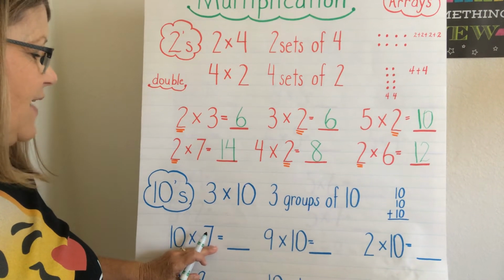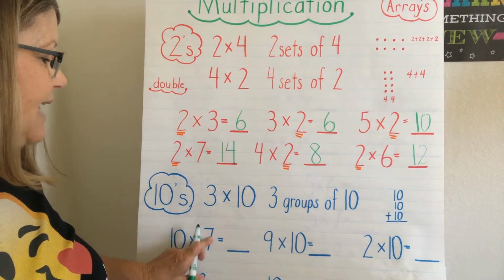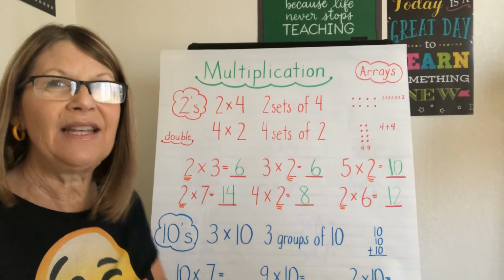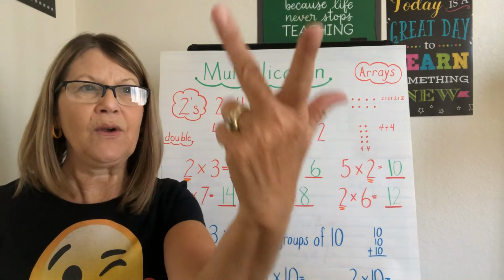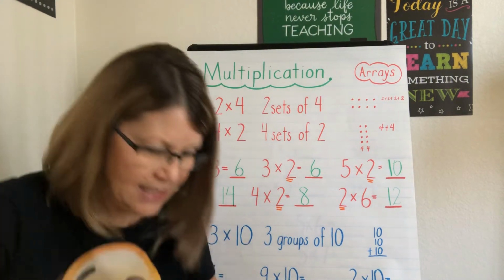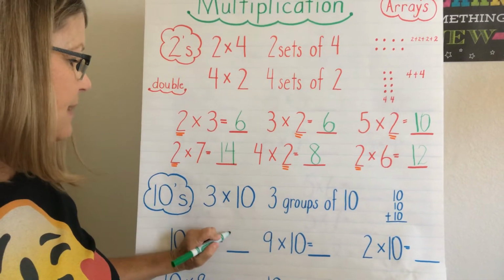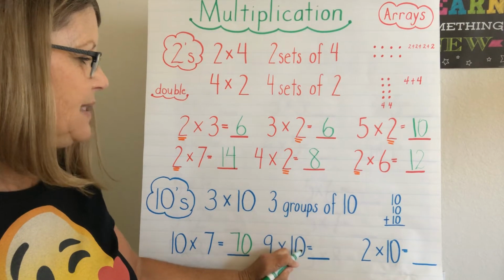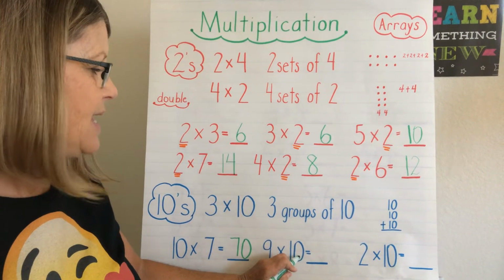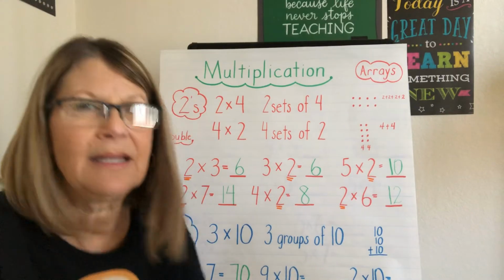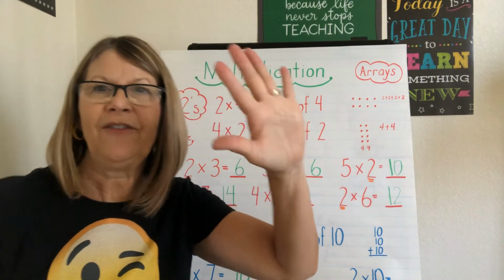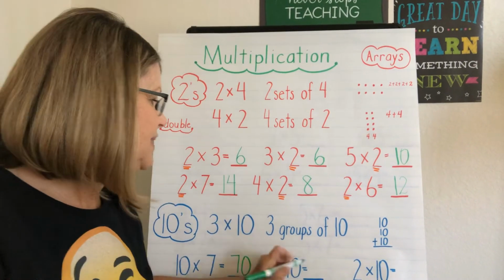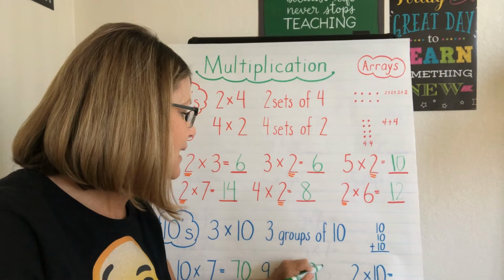10 times 7. That means I'm going to take 7 and count by tens 7 times. 10, 20, 30, 40, 50, 60, 70. So 10 times 7 is 70. 9 times 10. I'm going to count by tens 9 times. 10, 20, 30, 40, 50, 60, 70, 80, 90. So 10 times 9 is 90.